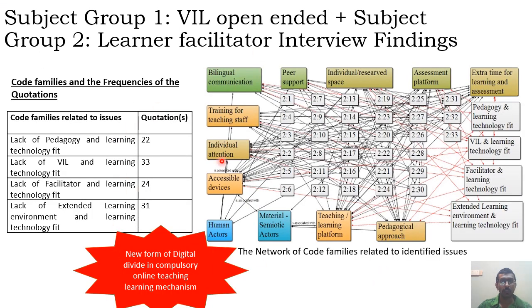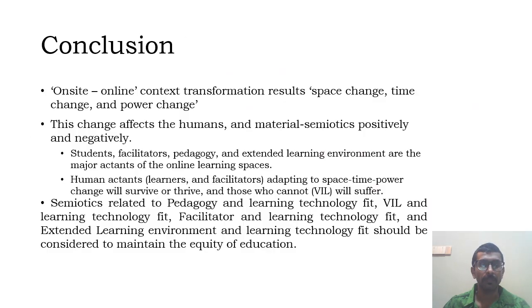So these had been grouped into four major groups related to pedagogy and learning technology, visual impairment and learning technology, learning facilitator and learning technology, finally extended learning environment. Extended learning environment is a natural setup. These are the causes of the new normal digital divide in online teaching and learning. Then comes the conclusion.